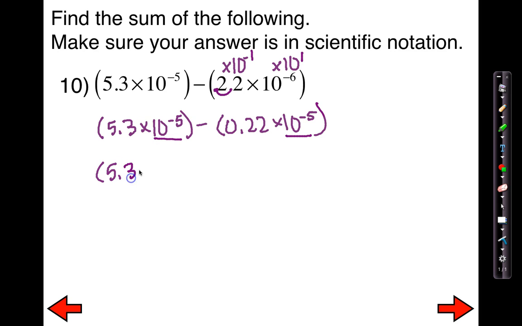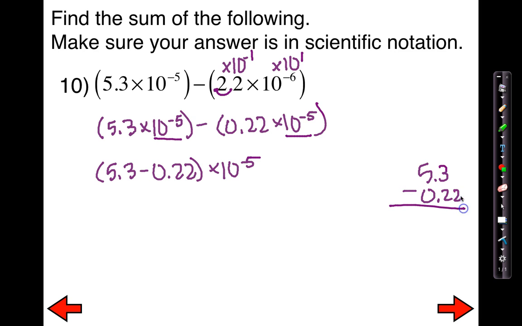Now that I do have the same exponent, same base, I can go ahead and combine the coefficients. So 5.3 minus 0.22 times 10 to the negative fifth. I'm going to do some side work. 5.3 minus 0.22, always lining up that decimal. I get 5.08, so my answer is 5.08 times 10 to the negative fifth.